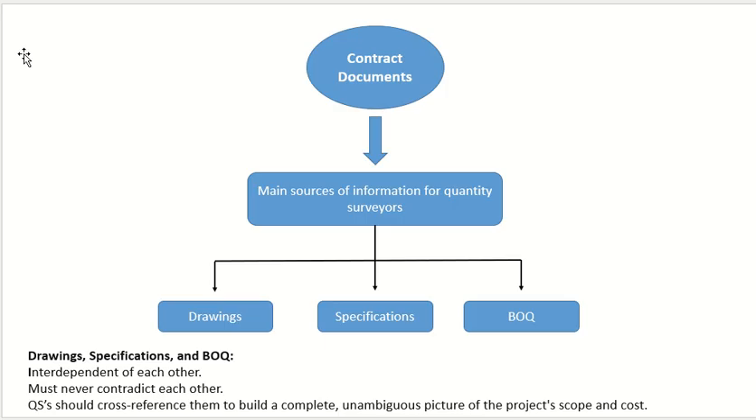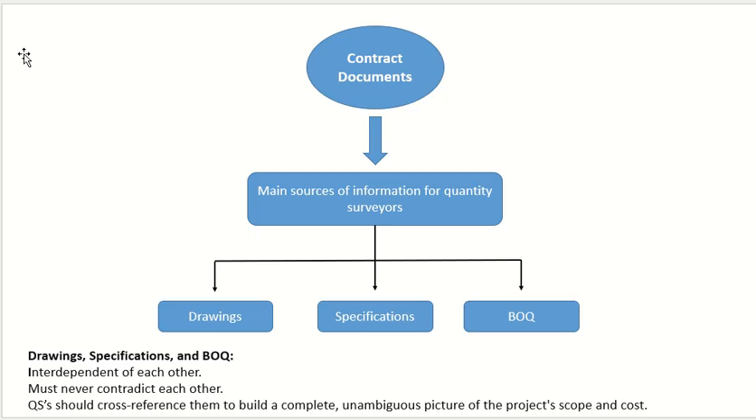Okay, moving on to the second part. Now we will look in more details about the contract documents. We have already talked about them a little bit, but there are three. These contract documents are the main source of information for quantity surveyors. Okay, and they include drawings, specifications, and BOQ. We already talked about them.